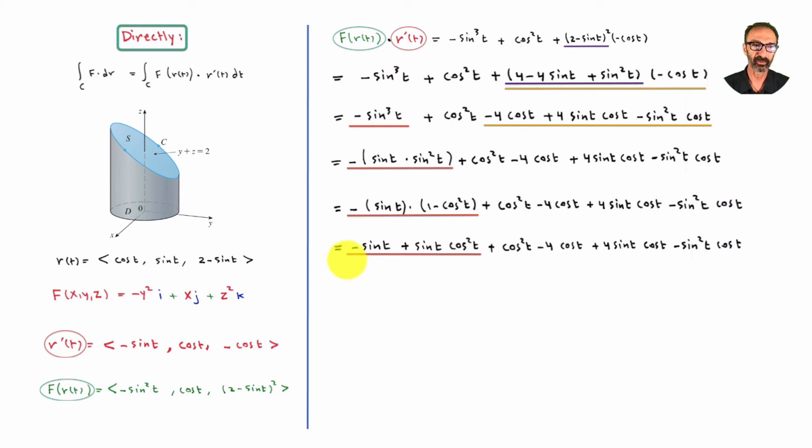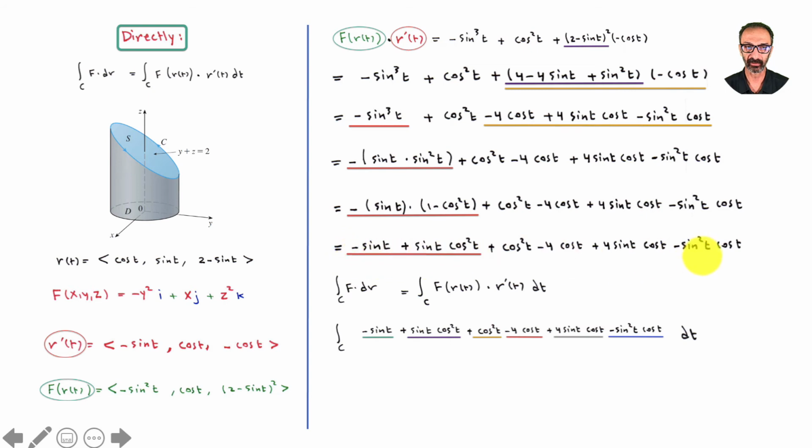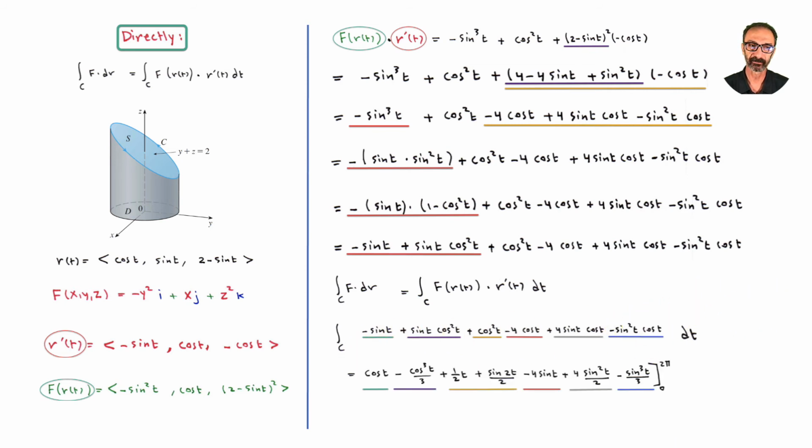Now we are ready to go back to the problem and integrate f.dr, which is integrate of this with respect to dt. That's this whole thing that we found. f.dr is the integration of f of r of t dot r prime of t, and I need to integrate all this. I have different colors to tell you which one is which, so you could stay focused. Minus sine will give you cosine, and so on and so on. Using u substitution here for cosine being the u part.